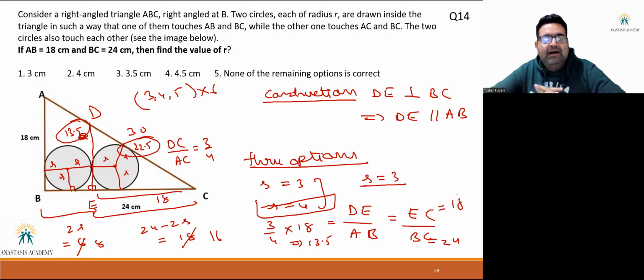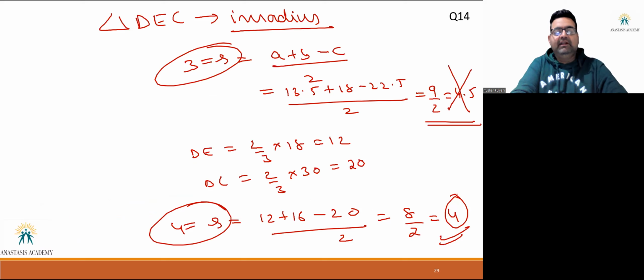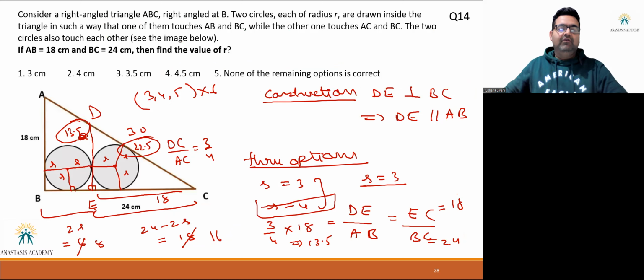So first we tried r equal to 3, then applied in radius and checked that actually the radius is 4.5. We started with 3, landed at 4.5, there is a contradiction. Then we checked option 4, when radius is 4, we arrived at in radius also as 4, which is no contradiction. So the answer for this question was 4, second option.